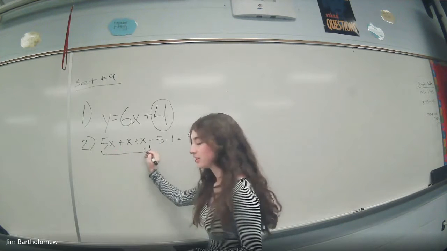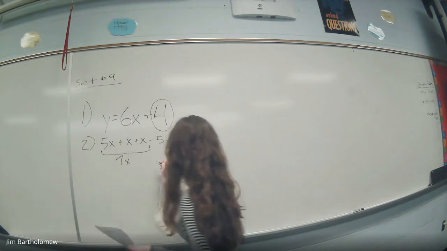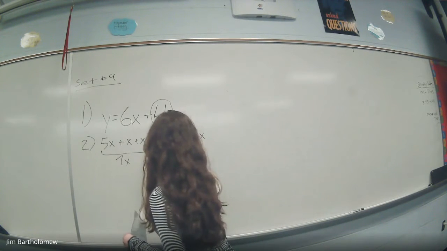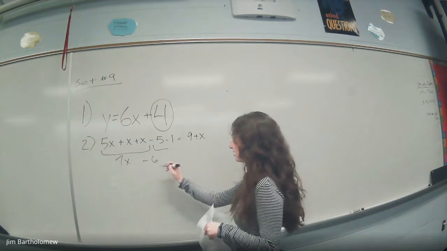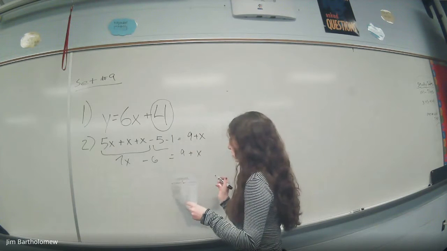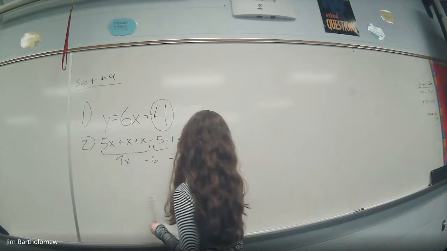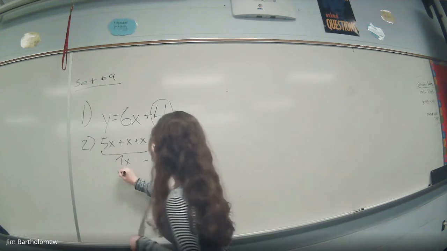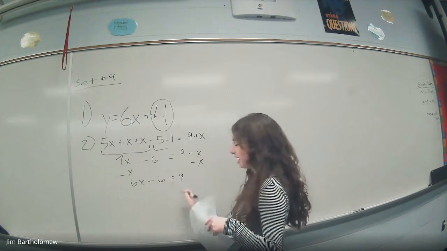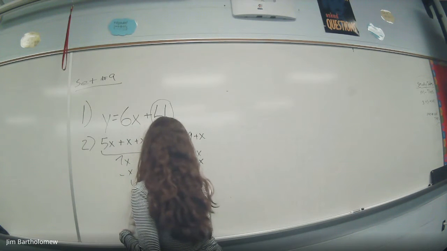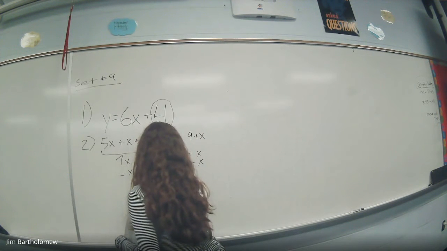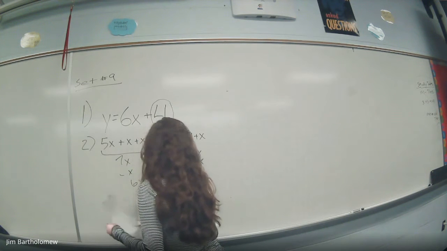So adding 5x plus another 2x would be 7x. And then the negative 5 minus 1 would be negative 6. So on the left side of the equal sign, it's 7x minus 6 equals 9 plus x. So now we have to get all the variables to one side. So I would subtract x from the right side to get 6x minus 6 equals 9, and then add 6 to get 6x equals 15, and then again divide by 6 to get the x by itself.